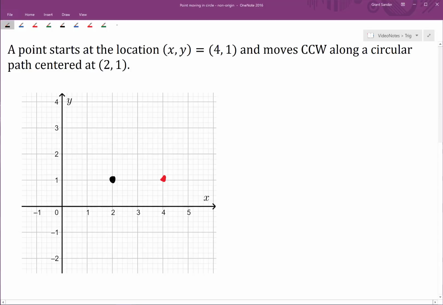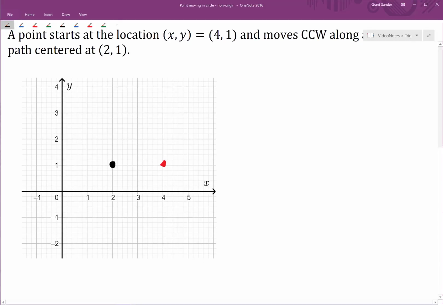So here's the center of the circular path, and therefore, when the point starts, it's already 2 units away from the center of the circular path, and therefore the radius of the circular path must be 2 units long. So if we have a radius of 2 units long, we'll just mark out some points so I can draw a circle in here. So our circular path looks something like this. I'm not great at drawing circles, but it'll be roughly something like that.